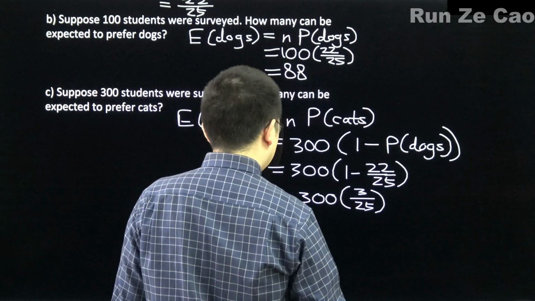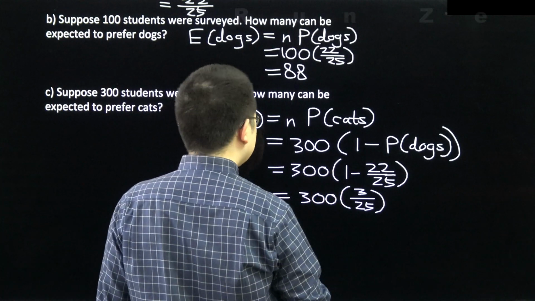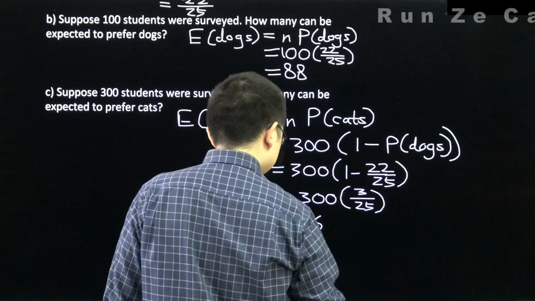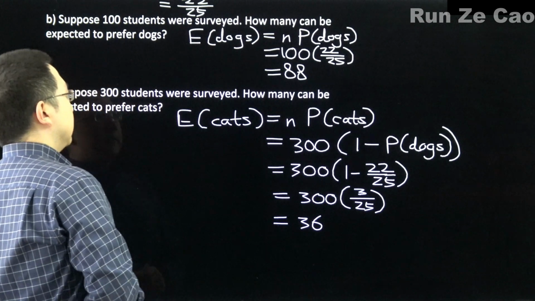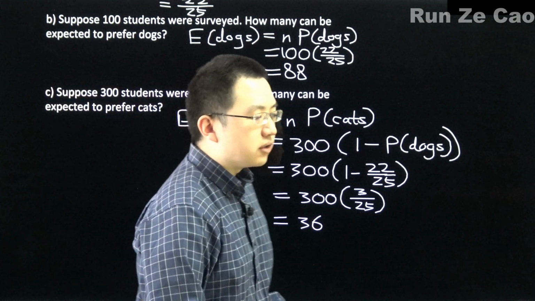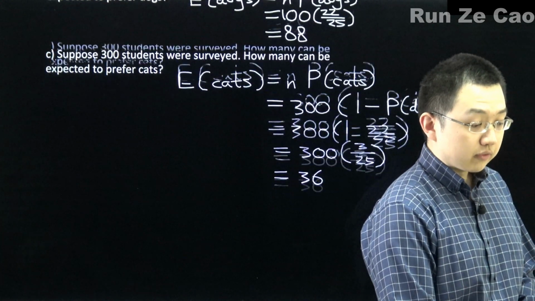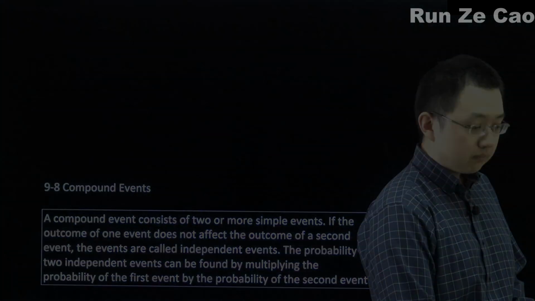So, you're looking at 12 times 3, which is 36. So only 36 students out of 300 could be expected to prefer cats. Man, I feel vaguely bad for the cats.